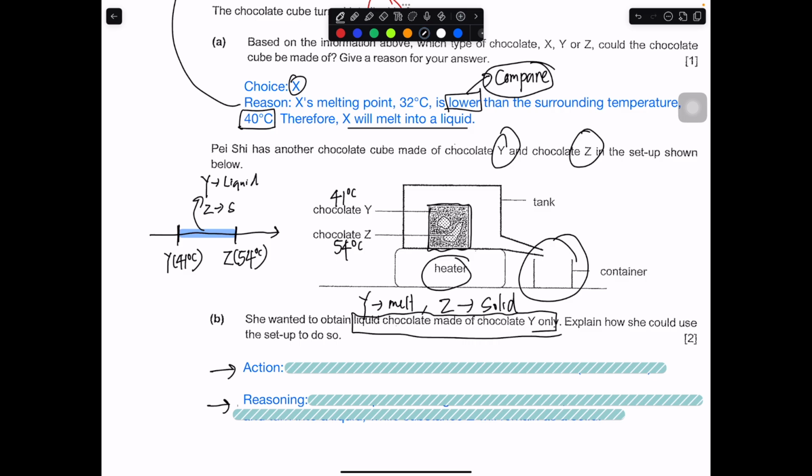Z will remain as a solid because it's below the melting point. But a number that is over here is higher than the melting point of Y. So Y will become liquid, Z will become solid. So what should you do? Basically, you quote this number, 41 to below 54. That means you can choose 53 degrees Celsius, because at 54, Z will melt, so that's why you cannot choose it.